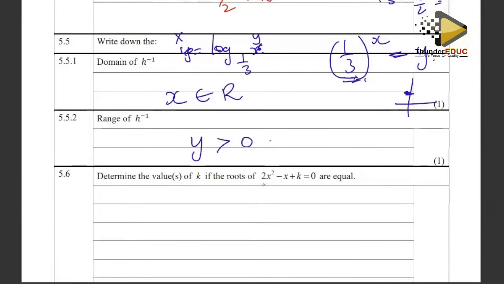Wait a minute. Am I doing the right thing? We're saying, remember, this is now the inverse. Yeah, I think it makes sense. y is greater than 0, x is an element of real numbers.